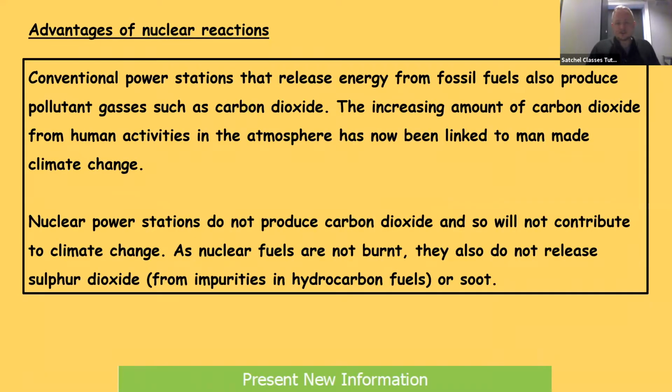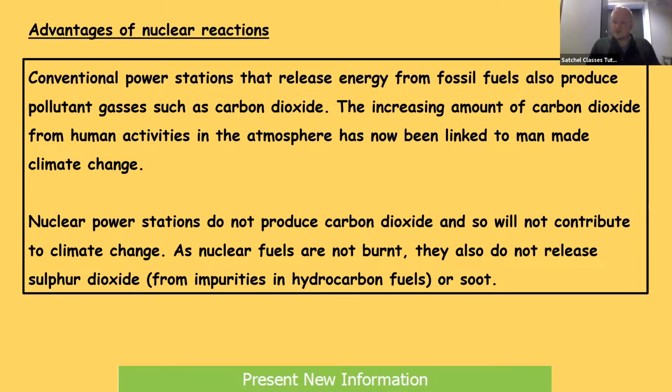So, conventional power stations that release energy from fossil fuels also produce pollutant gases such as carbon dioxide. Nuclear fuels don't, and the increasing amount of carbon dioxide from human activities in the atmosphere has been linked now to man-made climate change. In fact, it was only recently in the news that the UK government announced the commissioning of new nuclear power stations to relieve some of the energy mix from the old coal, oil and gas fired power stations. And this helps us to meet our climate targets and the amount of carbon dioxide that we're releasing in the atmosphere. Nuclear power stations then don't produce carbon dioxide, so won't contribute to climate change.